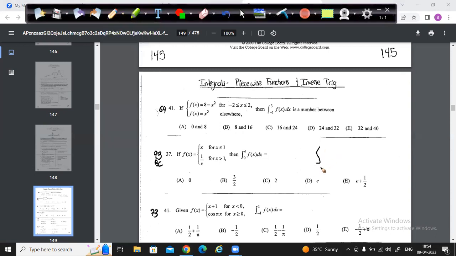So the integral from minus 1 to 1 of f of x dx is the integral from minus 1 to 0 of f of x dx plus the integral from 0 to 1 of f of x dx. Find those two values, simplify, and give me the answer.